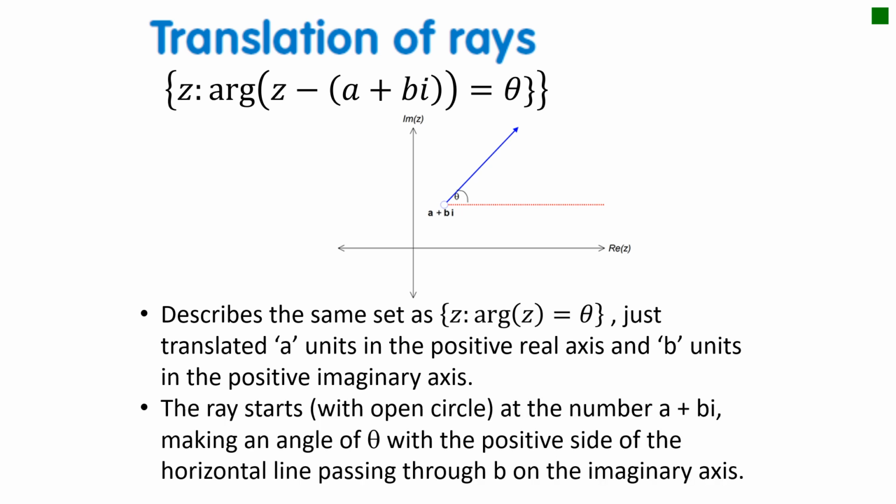Now the ray, as always, starts with an open circle, but this time it's been translated to (A, B), or A plus Bi, and that angle theta, the angle of the argument, is just made with the positive side of the horizontal line passing through B on the imaginary axis. So it's always measured in the positive X direction, if you will.